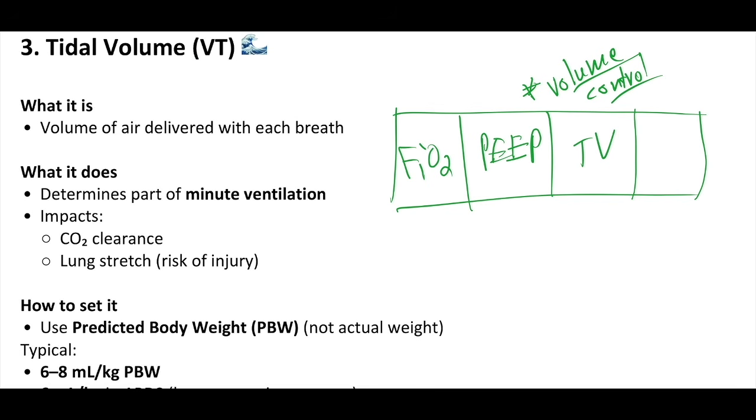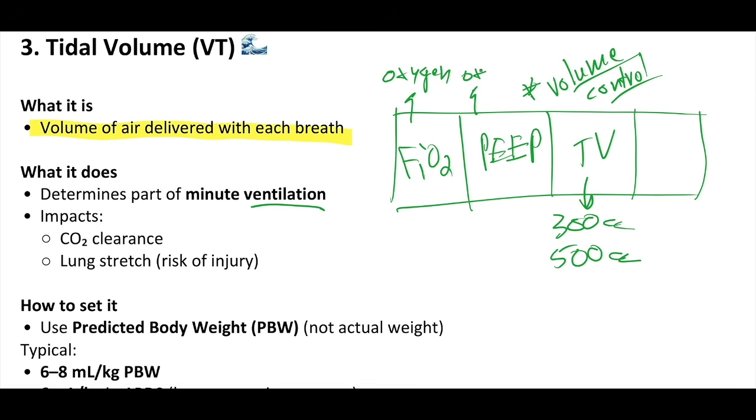And the tidal volume is literally the amount of air being delivered with each breath, right? Do you want 300 cc's of air? Do you want 500 cc's of air? It is quite literally the volume of air being delivered with each breath. And what it does is it helps with what we call minute ventilation, right? You're starting to see ventilation now, just like FiO2 was oxygenation and PEEP was oxygenation. Tidal volume is ventilation. And we talked about that ventilation is what clears carbon dioxide.